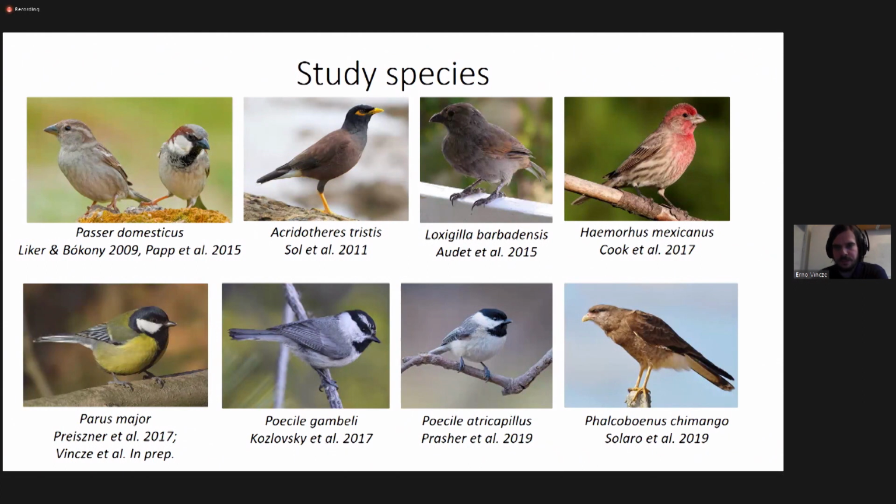A handful of studies have been performed comparing urban and rural populations of birds, of this. The first such study, which compared problem-solving ability between urban and rural house sparrows, was done partly by Veronika, who talked earlier today. And it was published in 2009. And since then, similar studies have been performed in mynas, in different species of finches, tits, and also one species of raptor.